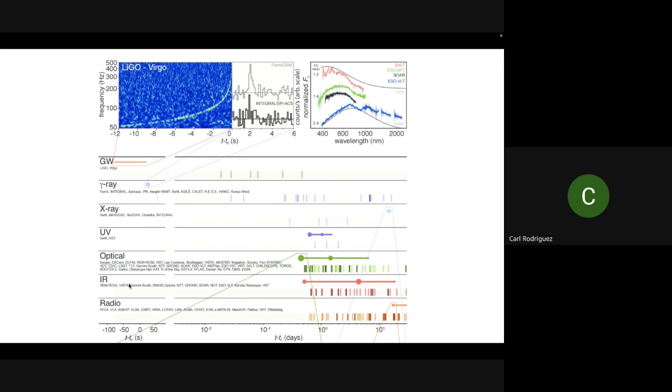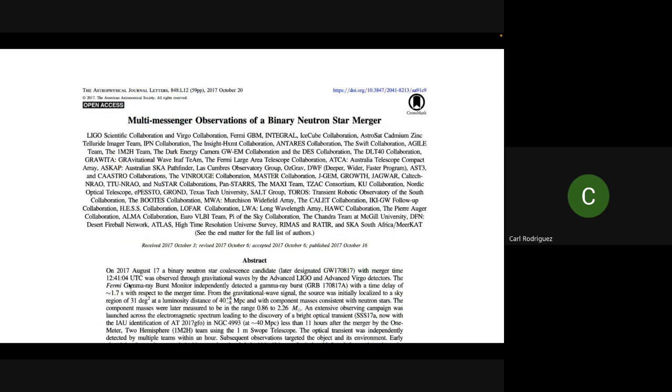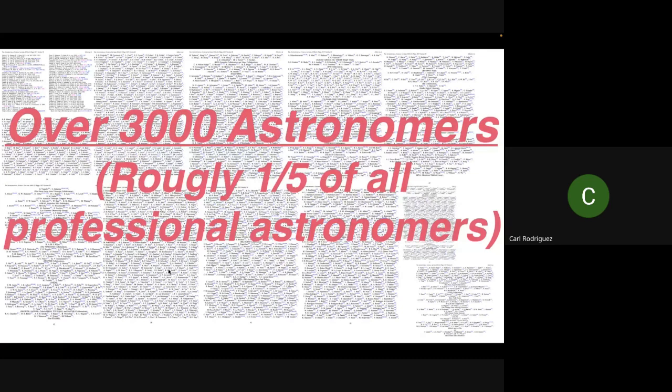This paper, written on the first double neutron star merger, called Multi-Messenger Observations of a Binary Neutron Star Merger, was an absolutely massive ordeal. And if I take apart the author list, it takes about 10 pages. So this is the single author list for this paper. Sorry, 11 pages. This paper single-handedly has over 3,000 astronomers, which, depending on how you count, is roughly 1/5 of all professional astronomers. So this was by far the most exciting astronomical event probably of the last decade.